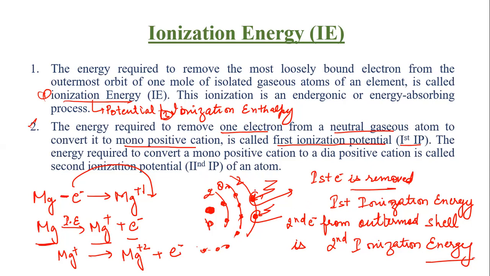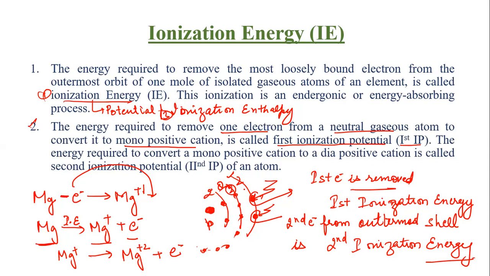Now, suppose in this case, this shell has been removed completely after 2 electrons. There is no this shell. This second shell will become the outermost shell. So now we have to remove electron from this one. So these kinds of energies, first ionization energy, second ionization energy, third ionization energy, then fourth ionization energy, they are known as successive ionization energy. What do we call them? Successive ionization energy.